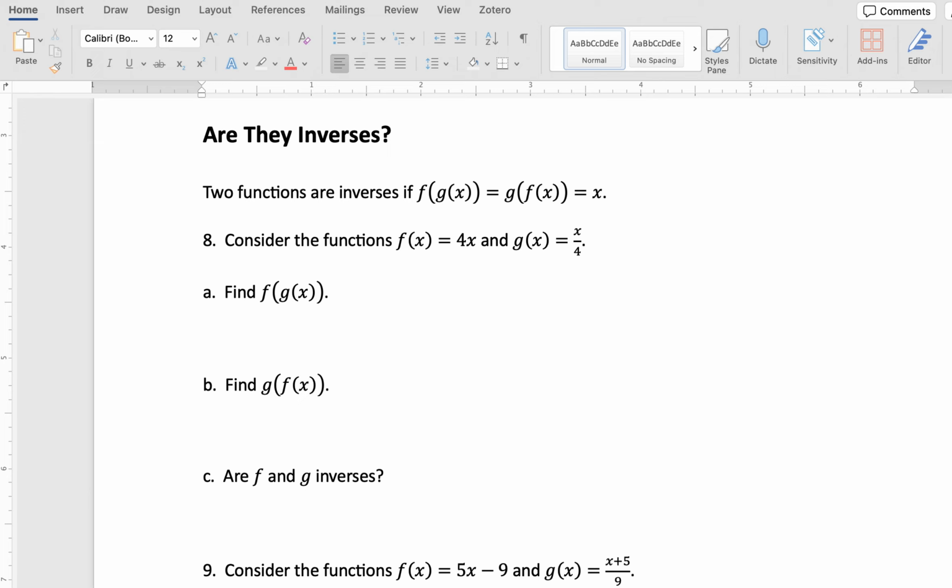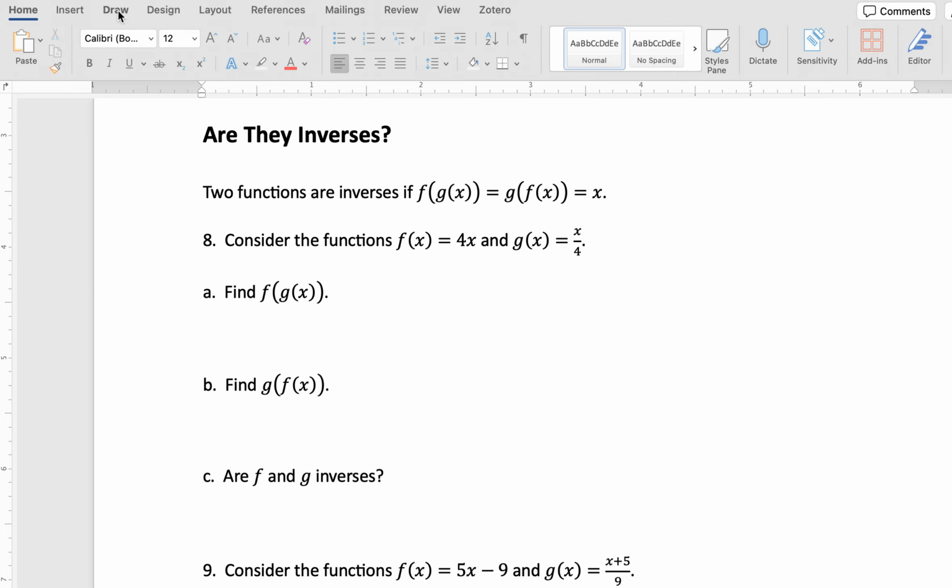In this video, we're going to determine whether two functions are inverses using algebra. So the definition here is that two functions are inverses if f of g of x and g of f of x are both equal to x. So let's look at an example here where f of x is 4x and g of x is x divided by 4. So first we're going to find f of g of x.